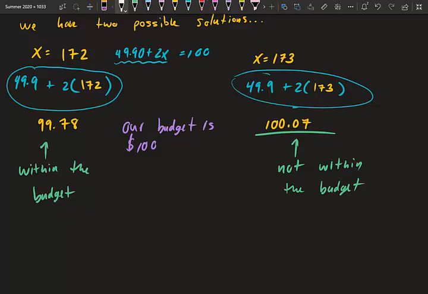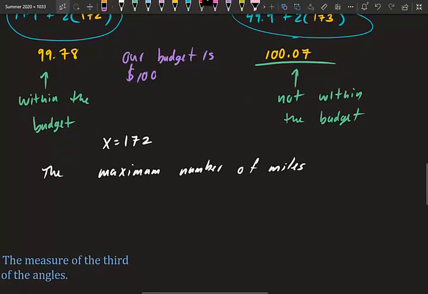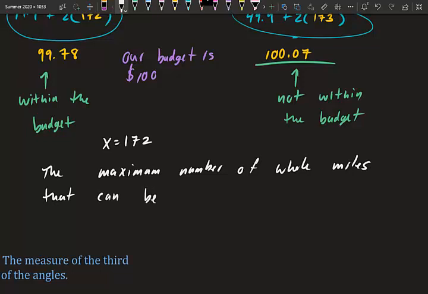So our answer is 172. So our solution, we need to state it. The maximum number of whole miles that can be driven is 172.